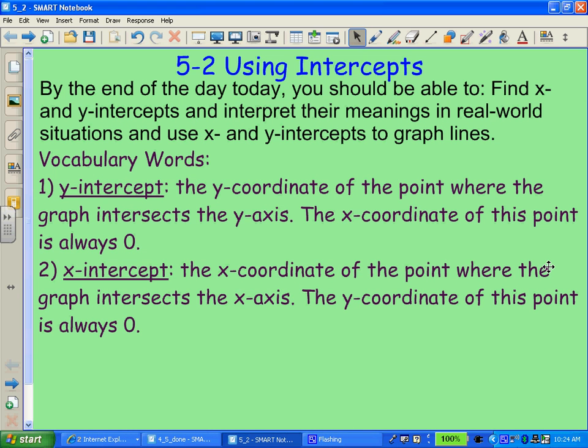Hello there, this is 5-2, using intercepts. We got two vocab words today, y-intercept and x-intercept. The y-intercept is where the graph crosses the y-axis. It's the y-coordinate at that point. The x-coordinate there is always 0. And the x-intercept is the x-coordinate where it crosses the x-axis. And the y-coordinate is always 0.